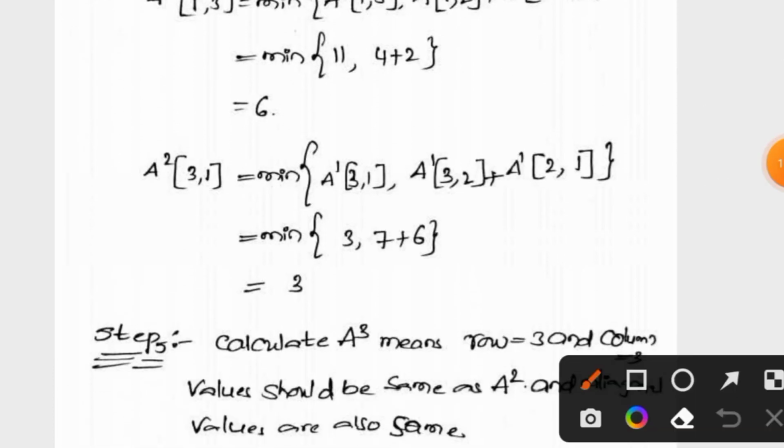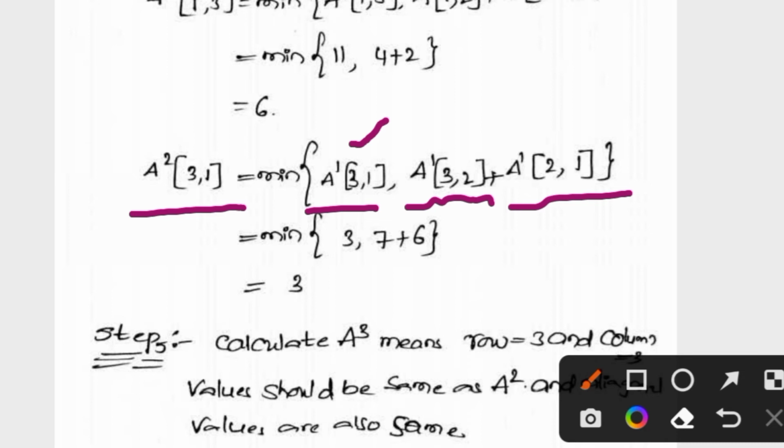So we have to use the formula, that is A power 2, 3 comma 1. See here, the min of A power 1, 3 comma 1, comma A power 1, 3 comma 2 plus A power 1, 2 comma 1. From the A power 1 matrix we have to take those values: third row first column value is 3, third row second column value is 7, and second row first column value is 6. We have to add them, that is 3 comma 7 plus 6 means 13. So we have to take the minimum one, that is 3.